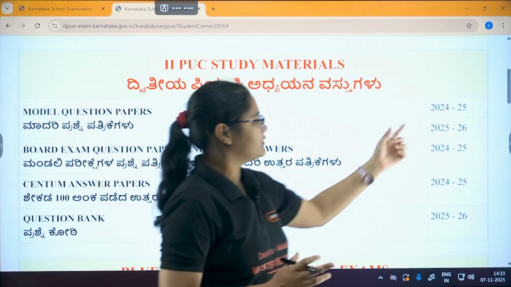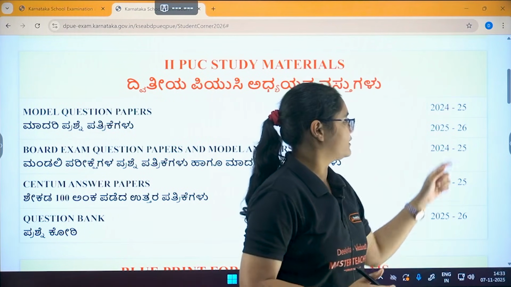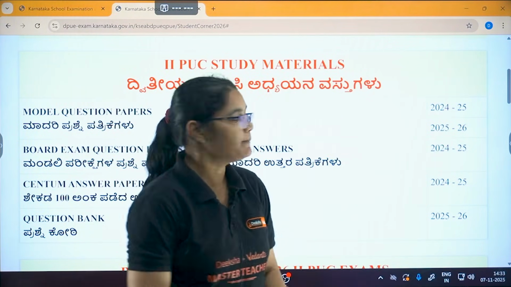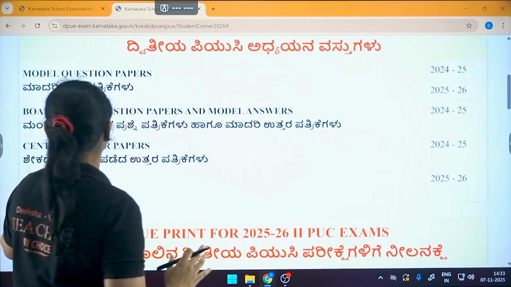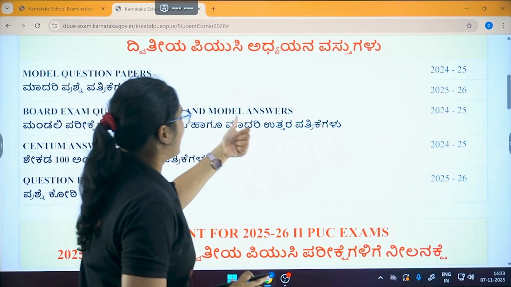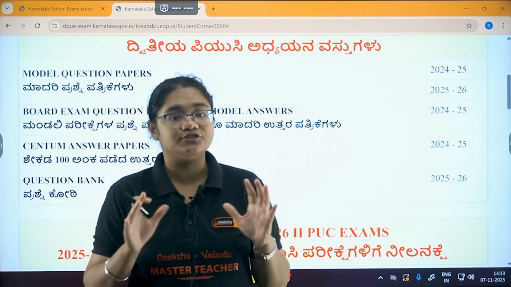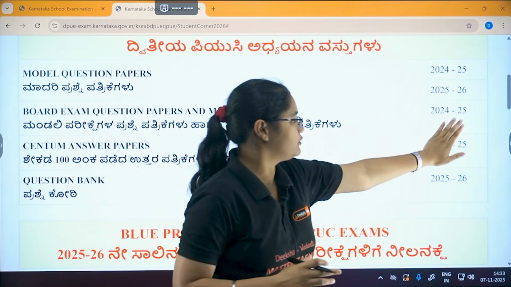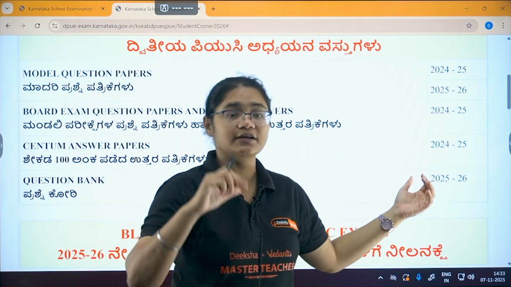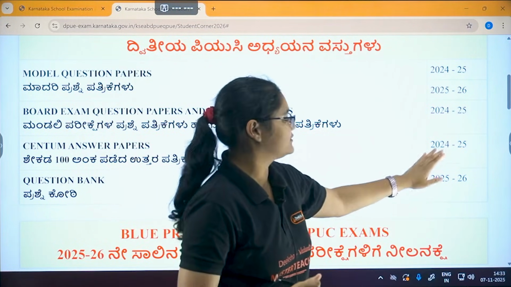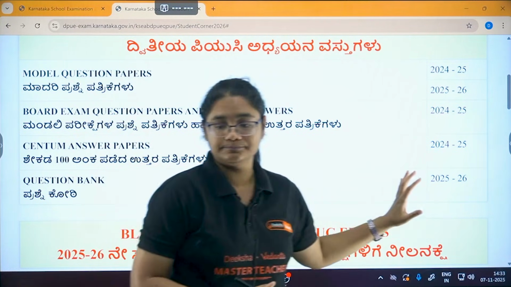Okay, you are given the last year model question papers 24-25 and also this year's model question paper 25-26. Other than that, what else is there, let me tell you that also. Board exam question paper and model answers. So last year, that means 24-25 question papers and their model answers are also given to you. The centum answer papers, meaning how to present the answer, how the topper has written the answer, that is also available here. Next, the question bank is also available here, right?